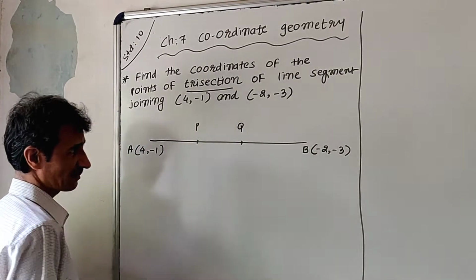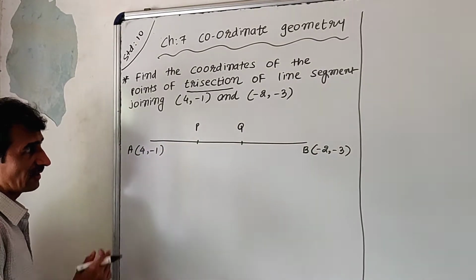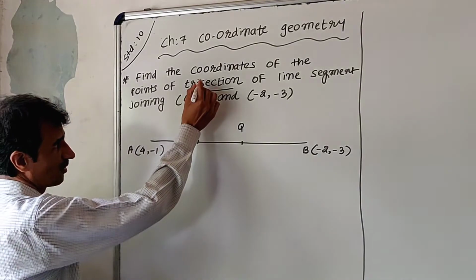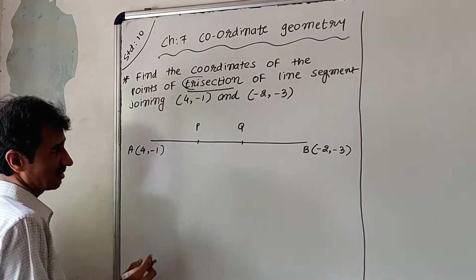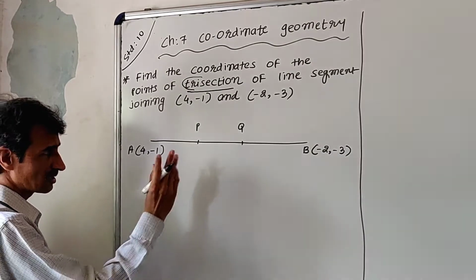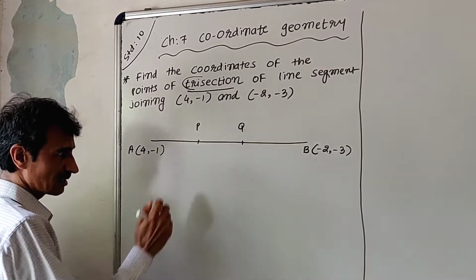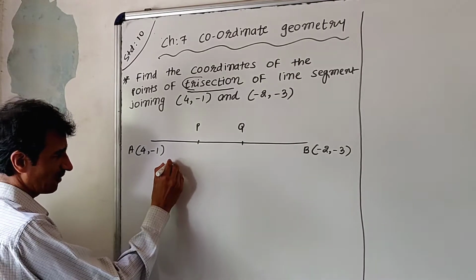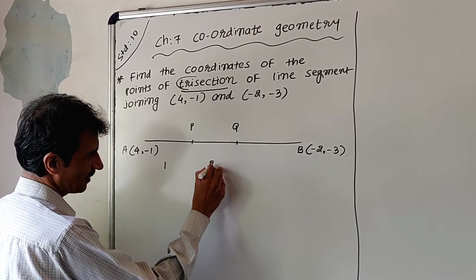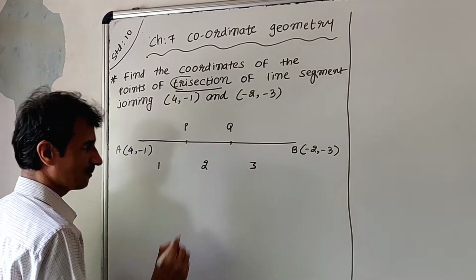Suppose this is my line segment AB and I want to divide it into 3 equal parts. What is the actual meaning of this? Trisection means I want to divide it into 3 equal parts. That means first cut here, P, and the second cut here, Q. You can see here this is my first part, this is my second part and this is my third part.